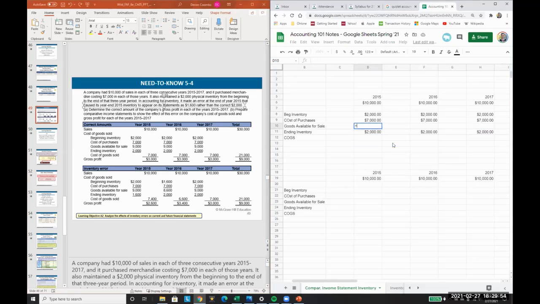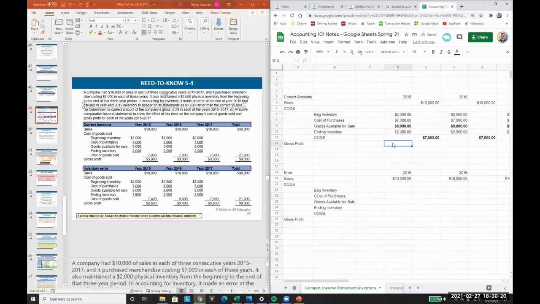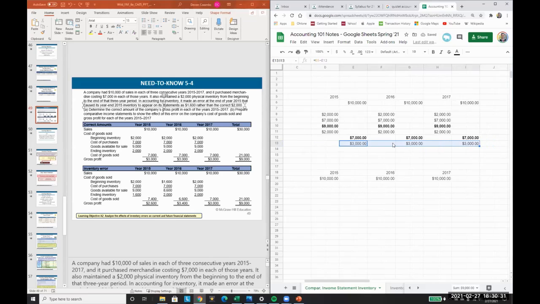So goods available for sale. Our goods available for sale is always our beginning inventory plus cost of purchases, right? Know that answer. And then our cost of goods sold is going to be our goods available for sale less our ending inventory. And then what is our gross profit? Our gross profit is our sales minus our cost of goods sold. That's how all these numbers are being calculated. I'm just putting in bold when there's math done.